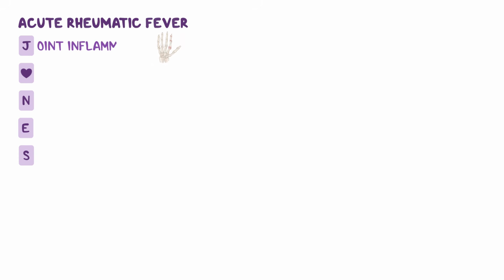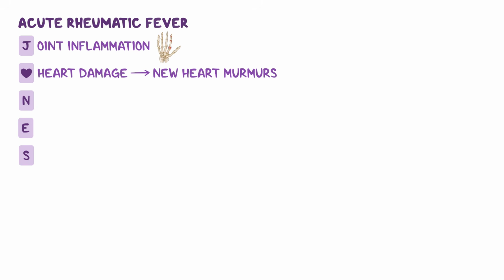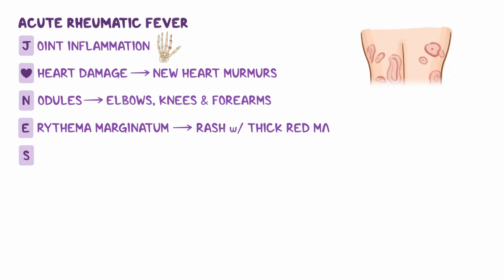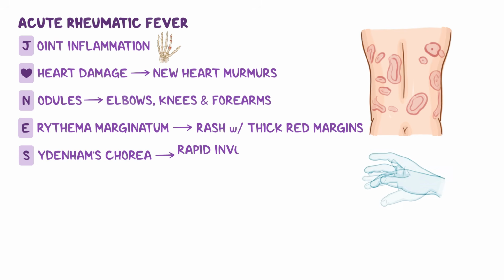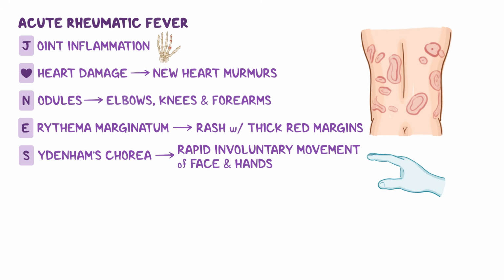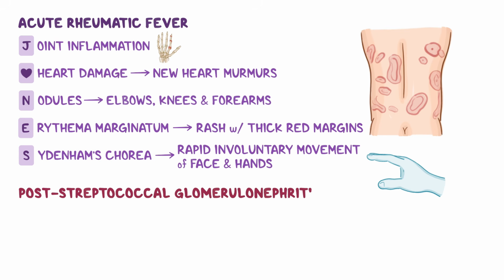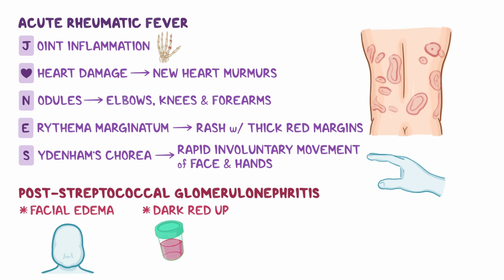Finally, with acute rheumatic fever, look for the Jones criteria. Here's a mnemonic to help remember the major criteria. Jones, where J is for joint inflammation, O is for heart damage that causes new heart murmurs, N is for subcutaneous nodules typically seen on the elbows, knees, and the forearms, E is for erythema marginatum, a rash with thick red margins, and finally S is for Sydenham's chorea, which is characterized by rapid involuntary movement of the face and hands. With post-streptococcal glomerulonephritis, there is mainly facial edema and dark red urine, because glomerular damage allows red blood cells to pass in the urine.